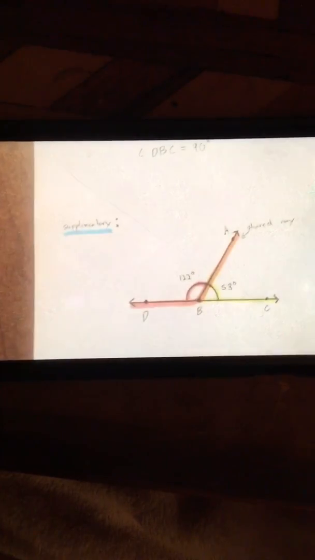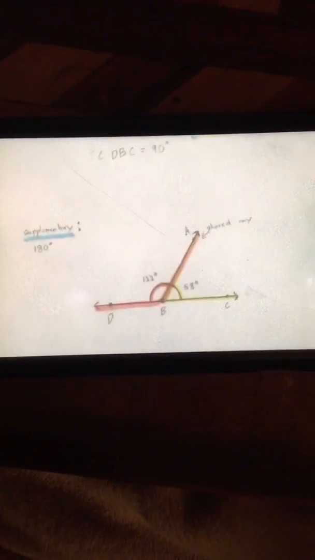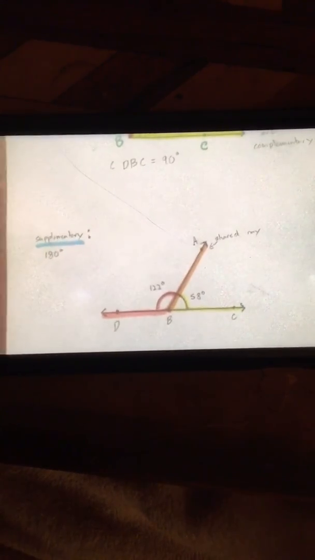Okay, so on to supplementary. Supplementary angles are two angles that, when added, get to the sum of 180 degrees. So supplementary, 180 degrees. Here, I'll put this. So 90 degrees, 180 degrees right there. Sorry, the paper's kind of all over the place. Alright, so we have this right here.